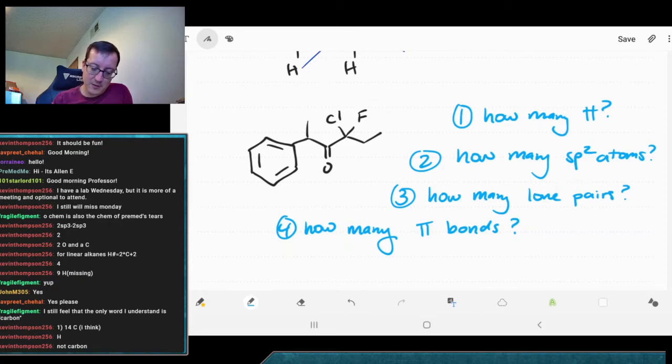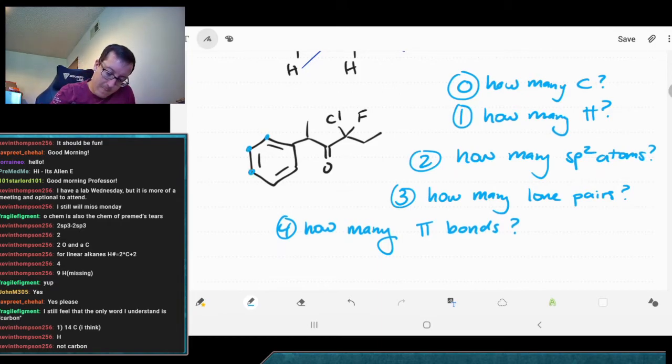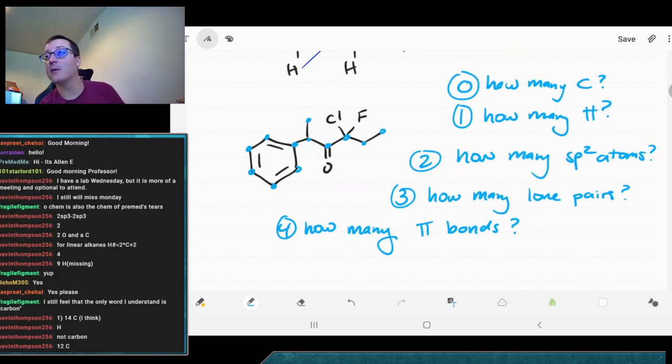So first things first, it's probably a good idea to see how many carbons there are too. So here's question 0. How many carbons? So if we want to do that, 6, 7, 8, 9, 10, 11, 12. So we have 12 carbons in this molecule.